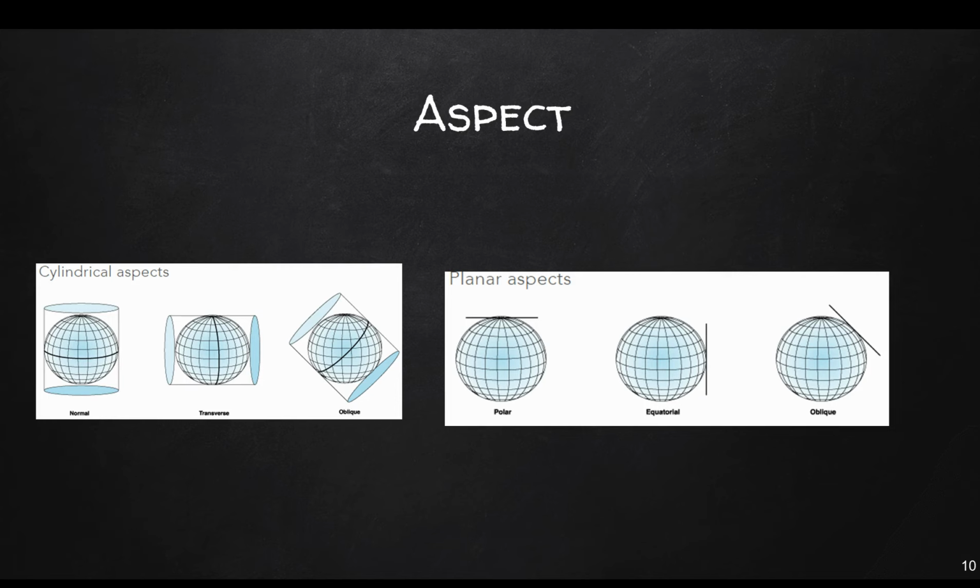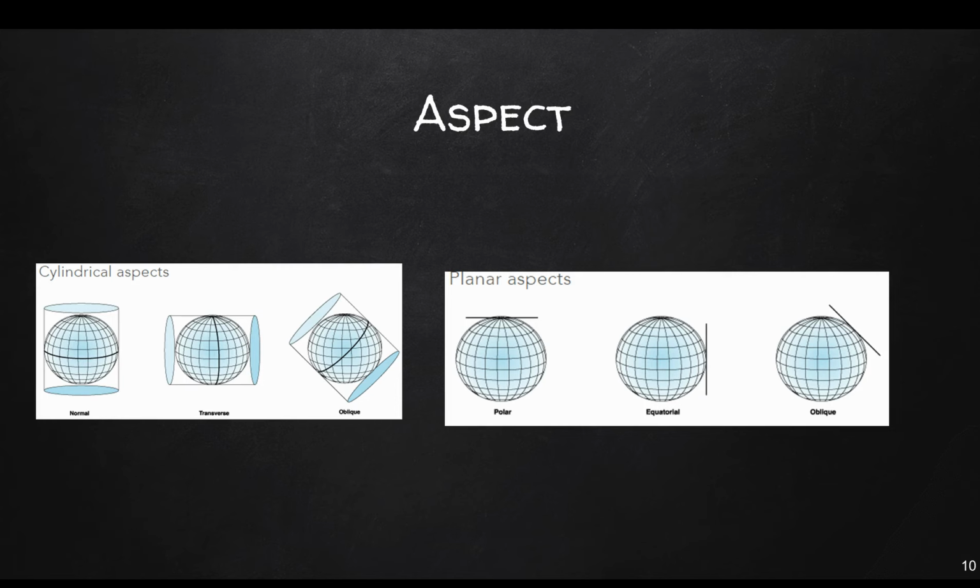So aspect refers to how this developable surface is placed over the globe. In the cylindrical aspect, the developable surface can touch the globe along a line of latitude, called normal case, a line of longitude, called a transverse case, or another line, called oblique case.